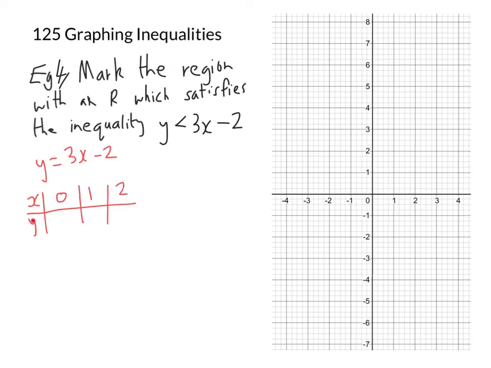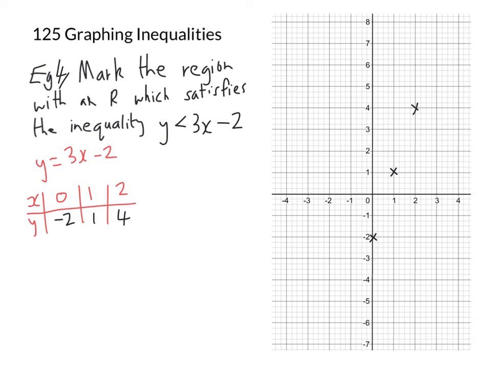So how do you work out y? y is 3x minus 2. If x is 0, y would be 3 zeros, which is 0, take away 2, which is minus 2. If x is 1, y would be 3 ones, which is 3, take away 2, which gives 1. And if x is 2, y would be 3 twos, which is 6. Take away 2, which gives 4. That gives us 3 points, (0, -2), (1, 1), and (2, 4). And from that we can draw a straight line.